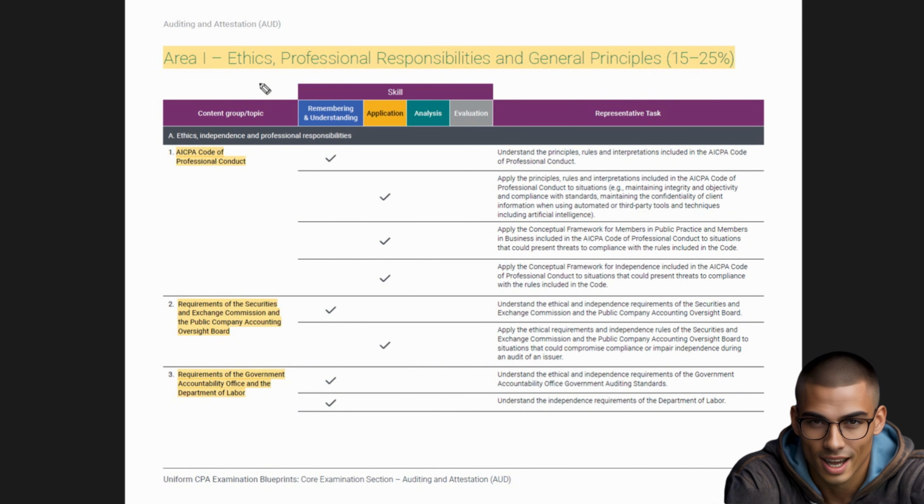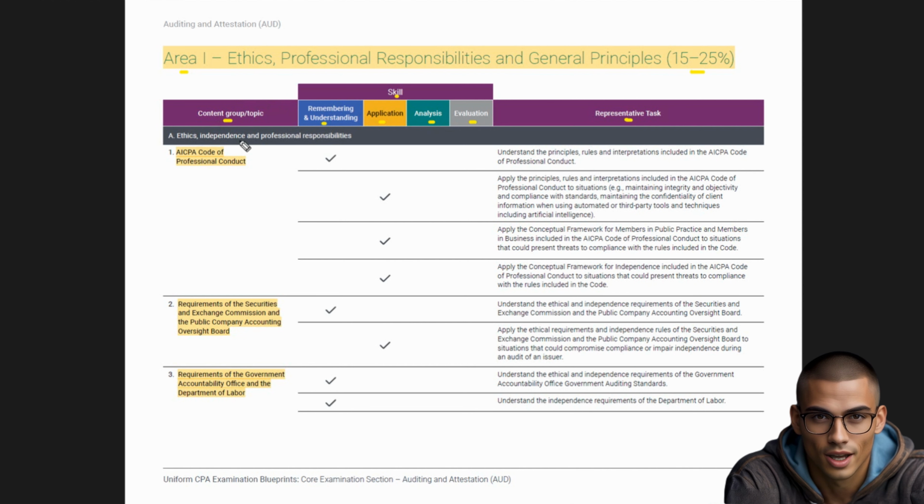So getting into the detailed breakdown of the auditing and attestation exam, starting with Area 1, we have ethics, professional responsibilities, and general principles, which makes up 15 to 25% of the exam. And as we discussed, these areas are broken up by content group, by skill, and representative tasks. And within these areas of skill, remember we have remembering and understanding, application, analysis, and evaluation.